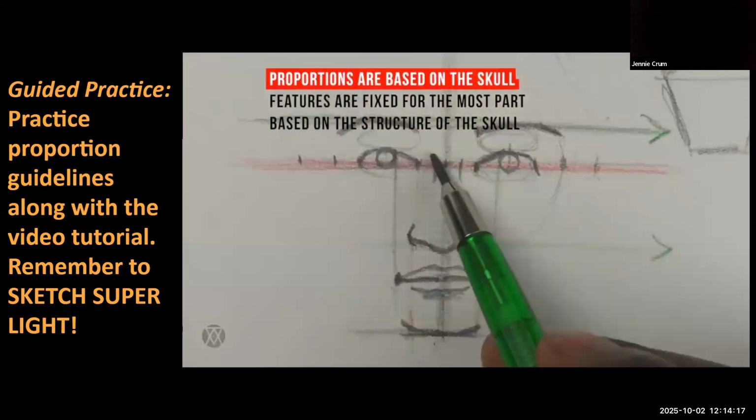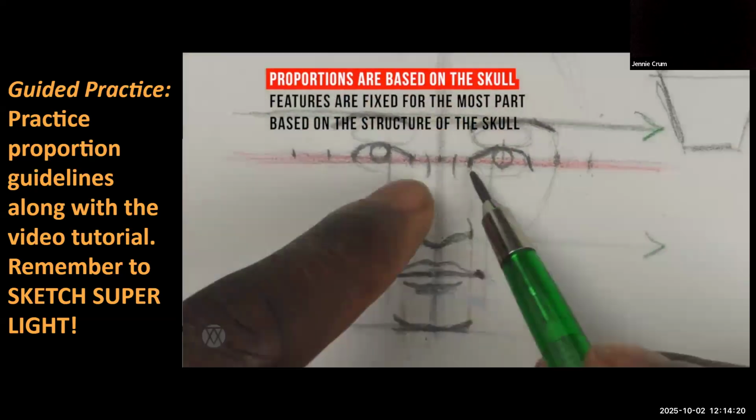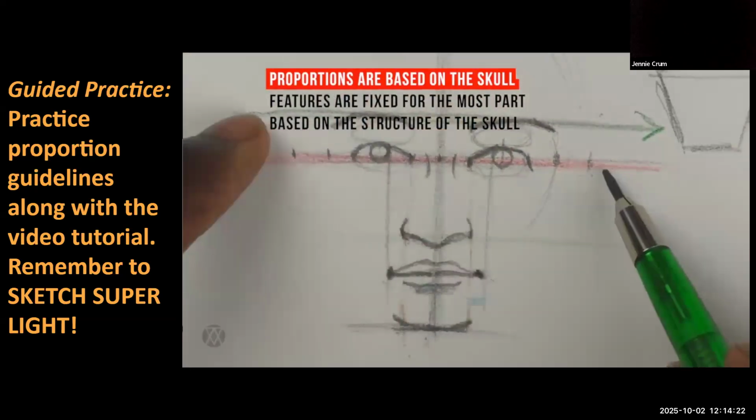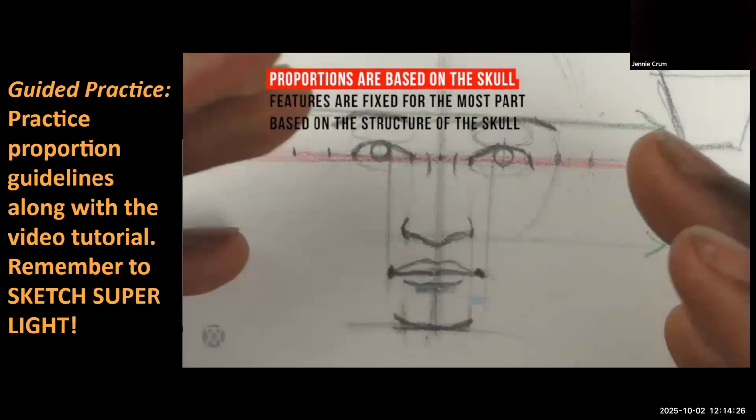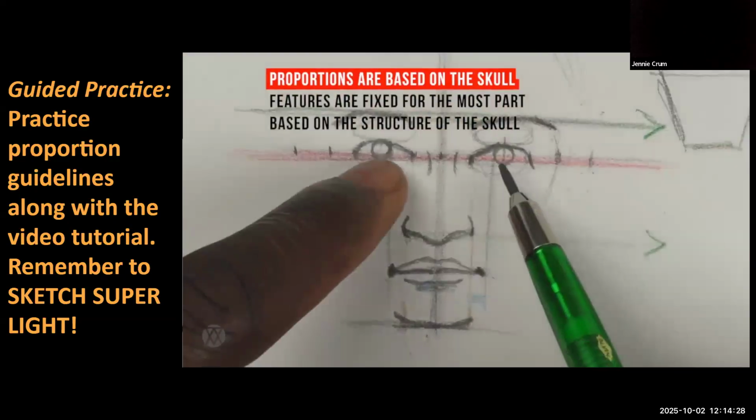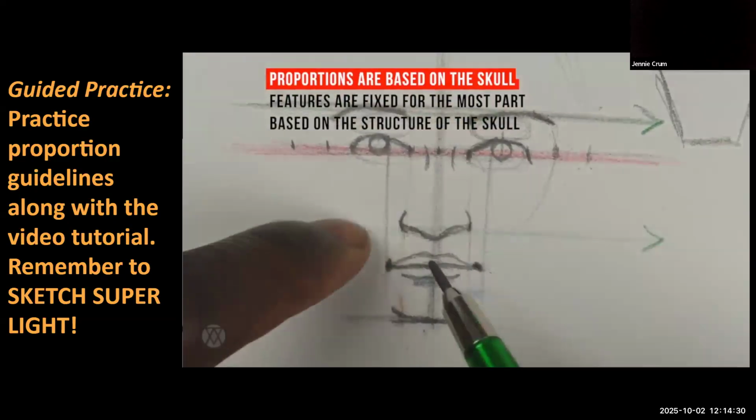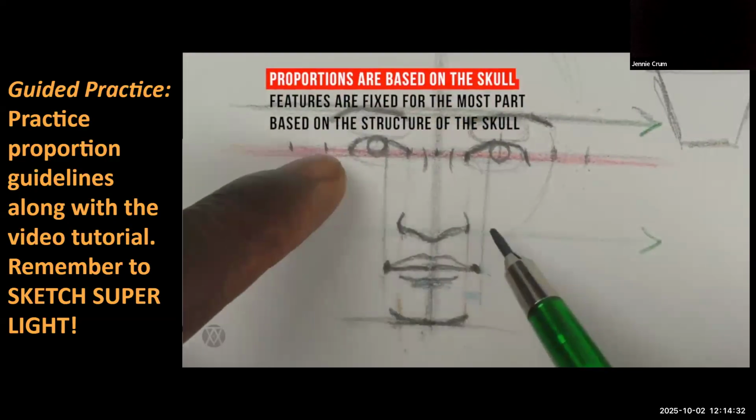So the relationship between the eyes will remain the same. If someone gains weight, their eyes don't drift apart because the skull is the same. Body tissue becomes larger, but the skull size, skull relationship, and skull structure remain the same. So the features remain the same.